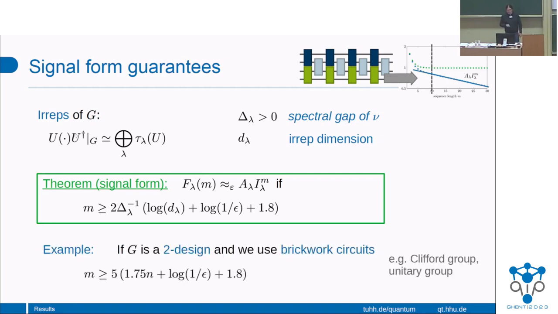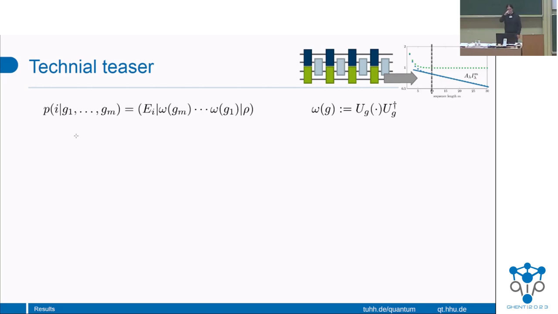So let me do an example. If you have a unitary 2-design, for instance, the Clifford group or the unitary group, and you use brickwork circuits, then the lower bound is basically 9n, something like this. This comes from the inverse spectral gap and can probably be improved a bit in this setting. So this might be a good time to talk a bit about the technique behind all of this.